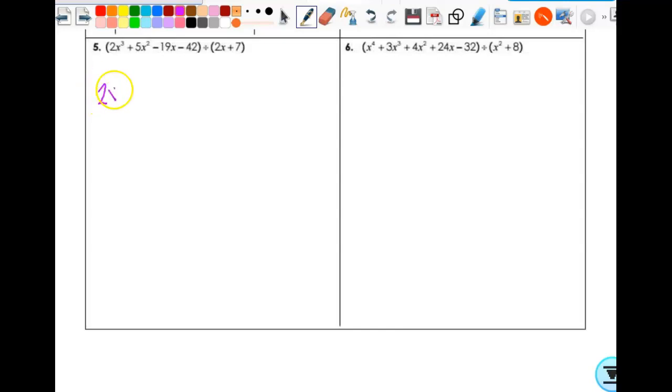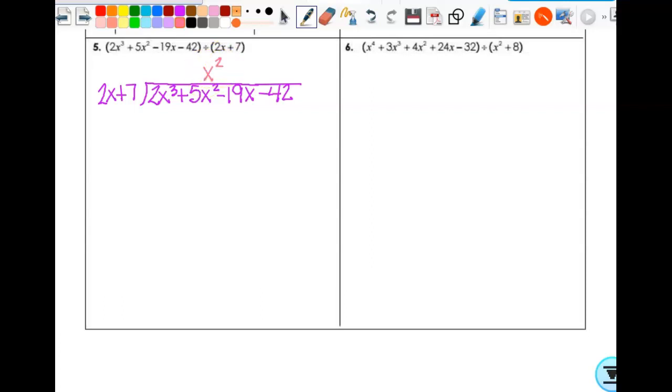So we're going to take 2x plus 7. We're going to divide it into 2x cubed plus 5x squared minus 19x minus 42. So this time, my leading coefficient isn't 1, it's 2. But we work it the exact same way. I'm going to take this first term, 2x cubed. I divide it by 2x, and what am I left with? X squared. And I don't get to willy-nilly put x squared up there wherever I want. It goes above the x squared term.